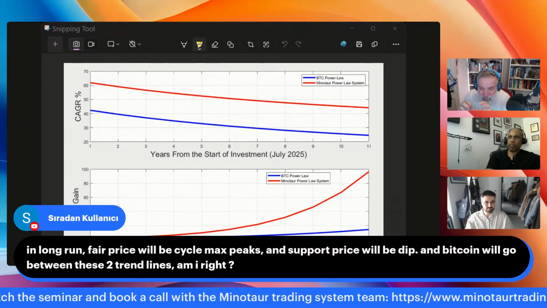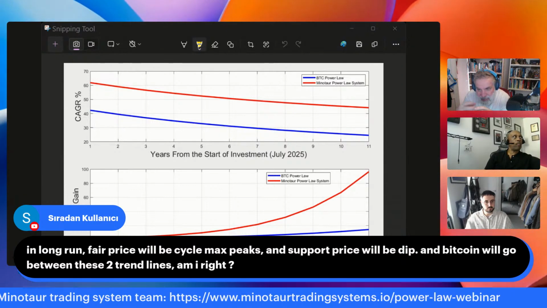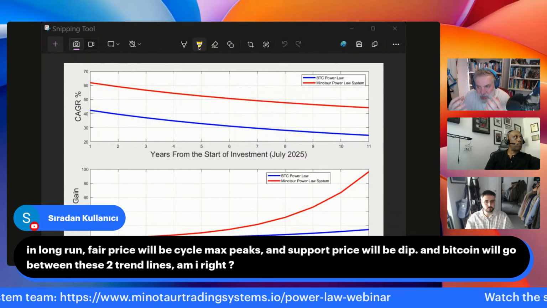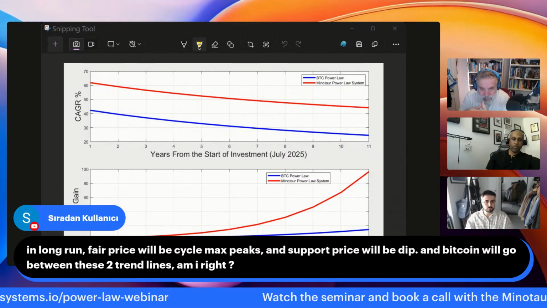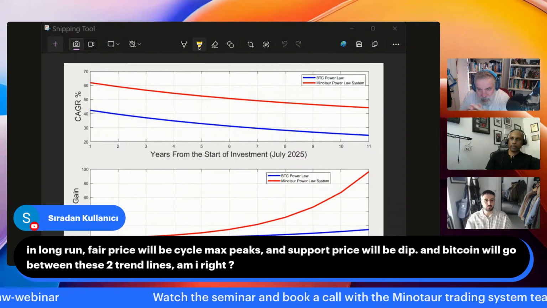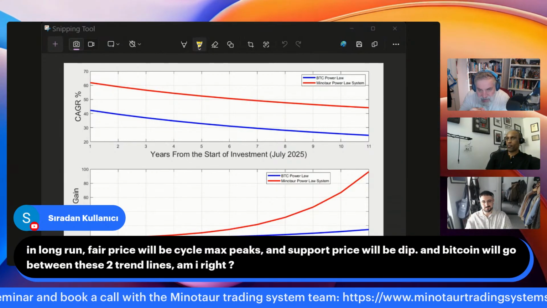But 1.35, and whatever gains you have in Bitcoin, you increase your position. You can do it every few months. You don't have to do it every month. But over time, you see the difference between having a system like ours and just relying on Bitcoin.